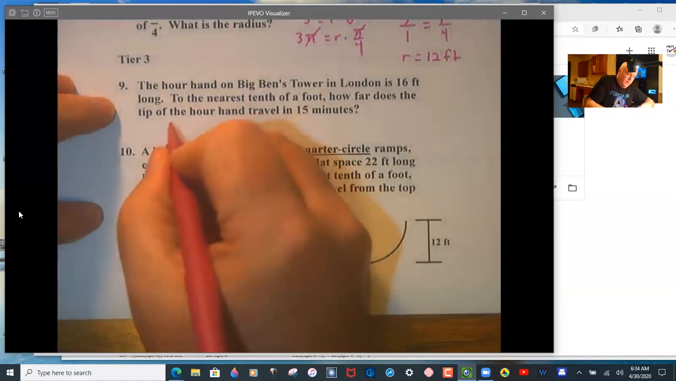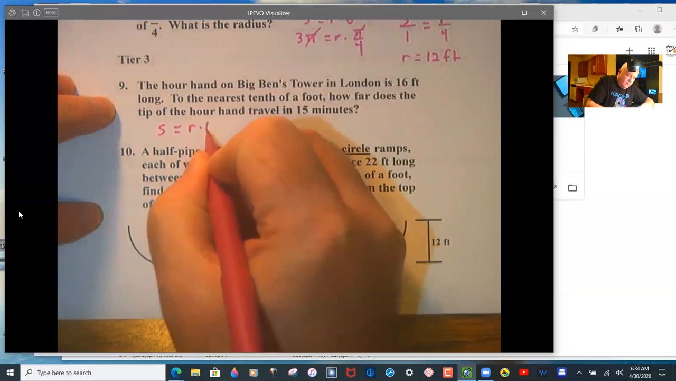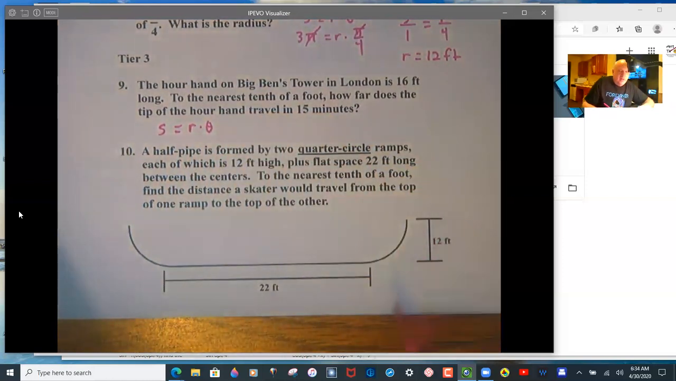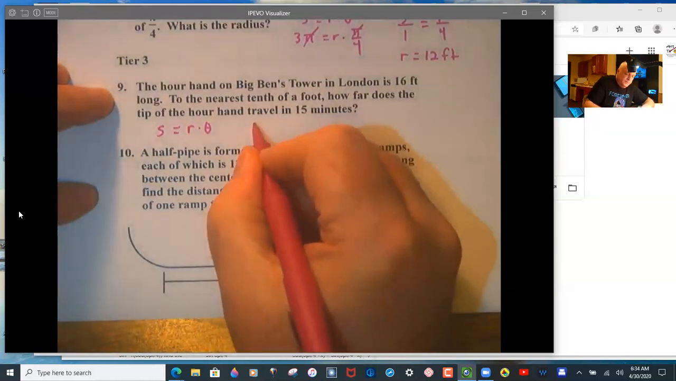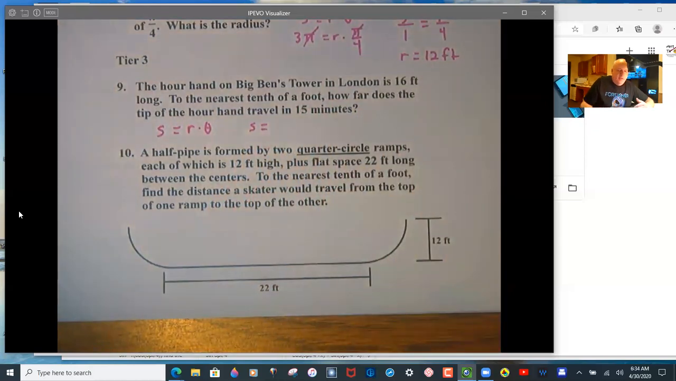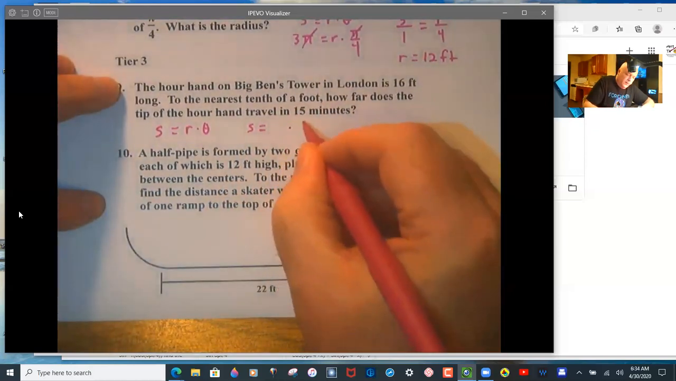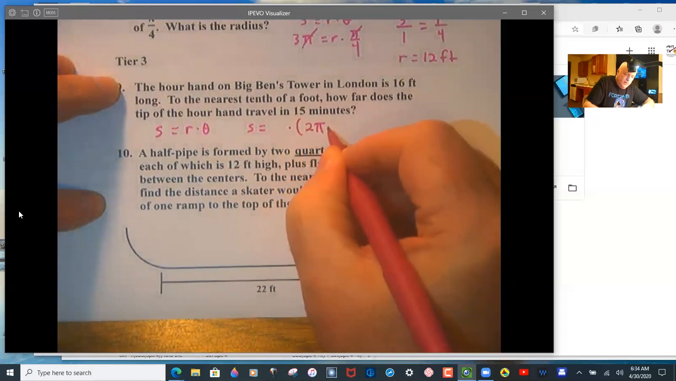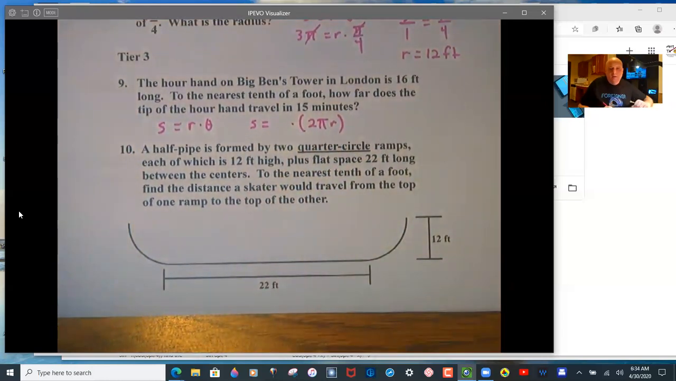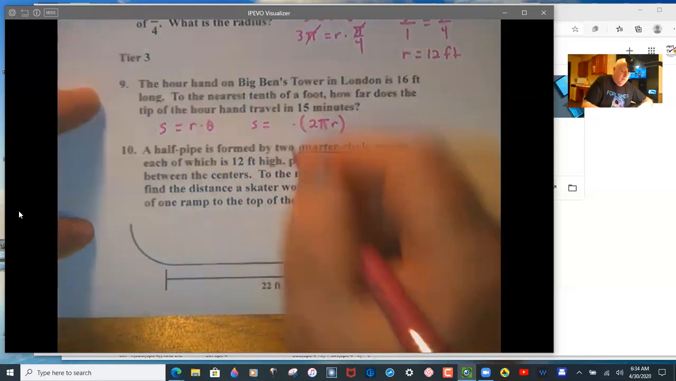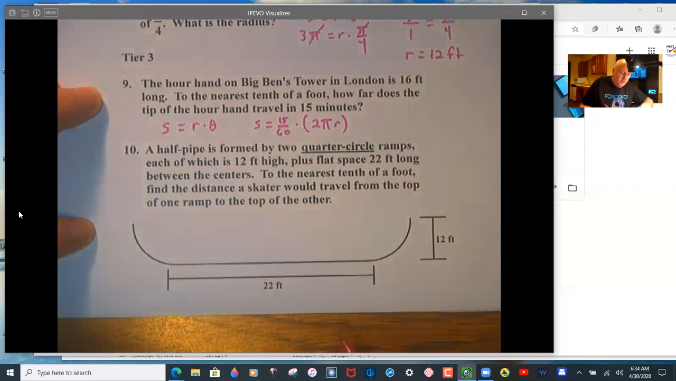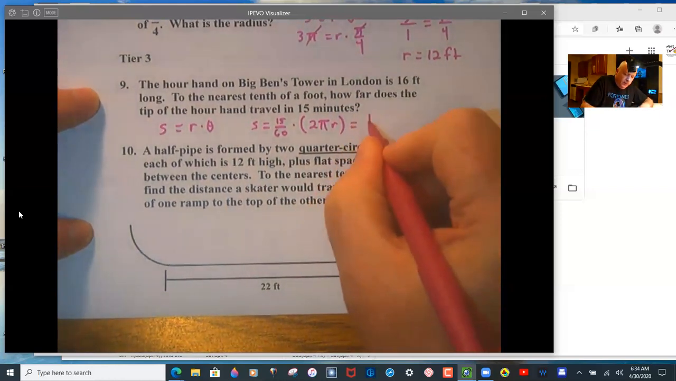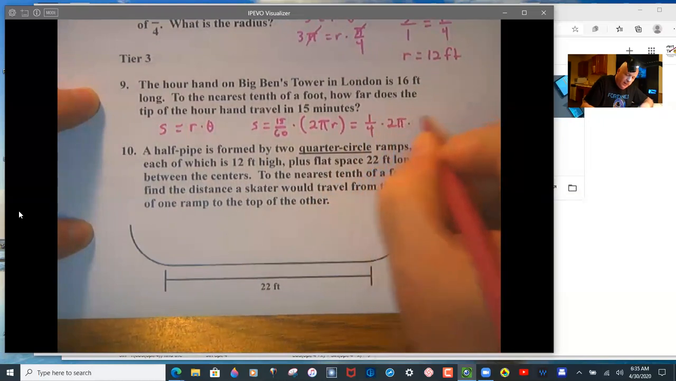All right, 9 and 10 deal with arc length, but not in the typical way that you think about it. So we are doing r times theta, but the better way to think of it is in this manner: to think of it as the fractional piece of the circumference. And the same down here. So what, 15 minutes out of an hour. So 15 over 60 times 2 pi r, where r is 16. So we can reduce this to 1/4 times 2 times pi times 16.